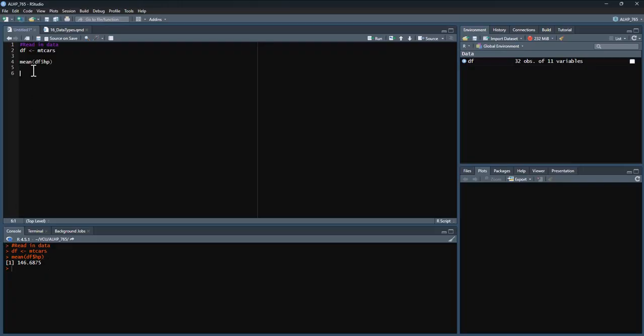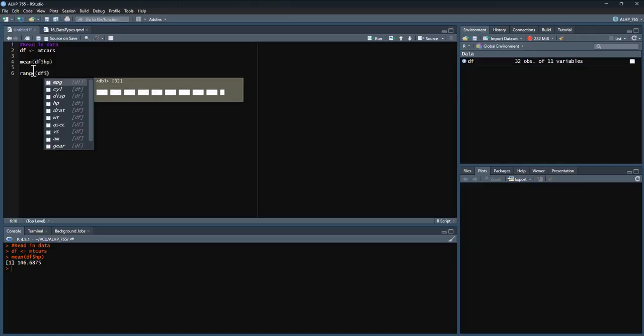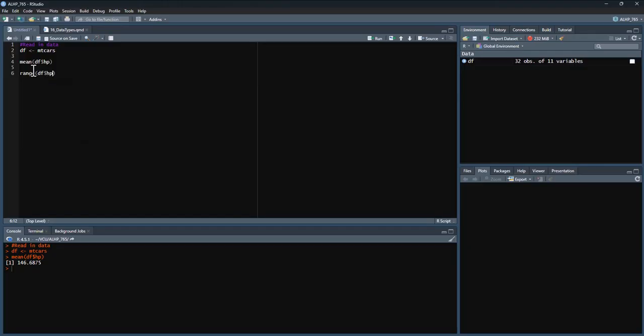Maybe we needed to know what the range was because we only wanted to include above or below certain horsepowers. And so we could use the range function and see that there's a low of 52 and a high of 335. So that's looking at that. So if, for example, we were running a study and we only wanted to include cars that had at least 100 horsepower, we would know that this particular data set had some values out of our specified range, and we would need to do something about that.